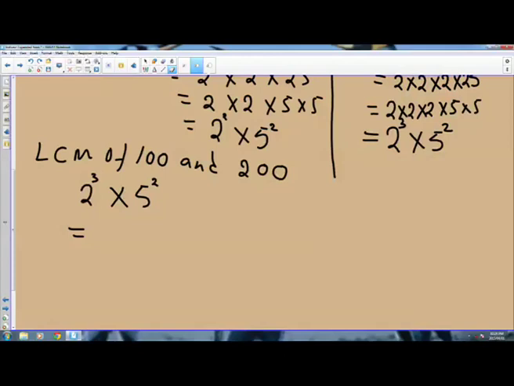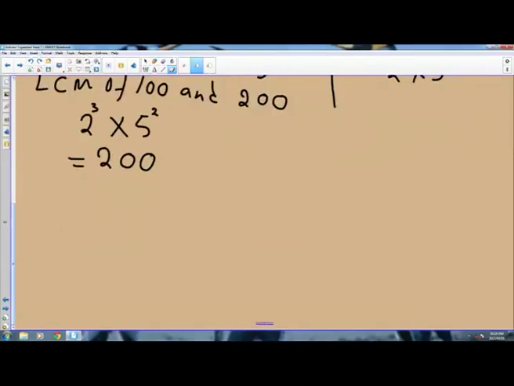So the lowest common multiple of 100 and 200 is 200. Because this is just 2 to the power 3 times 5 to the power 2. You can always take your calculator and find out what 2 to the power 3 times 5 squared is. This is just 8 times 25, and 8 times 25 gives you 200. This is the lowest common multiple of 100 and 200.